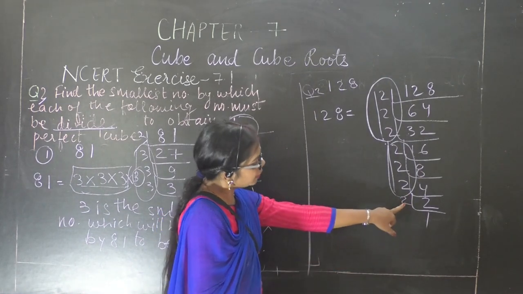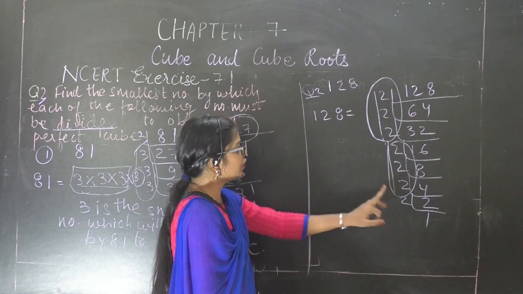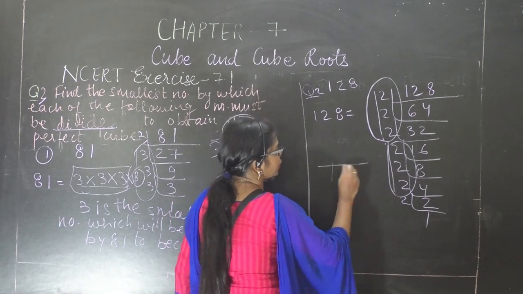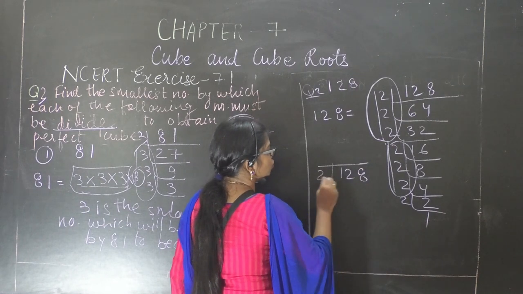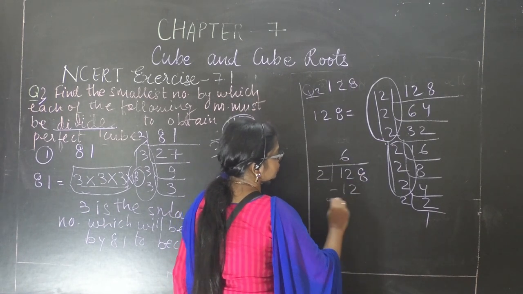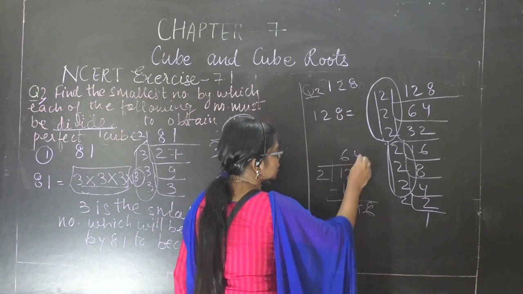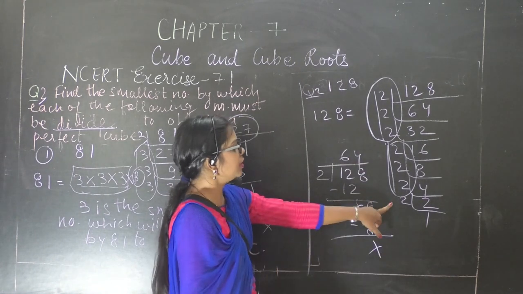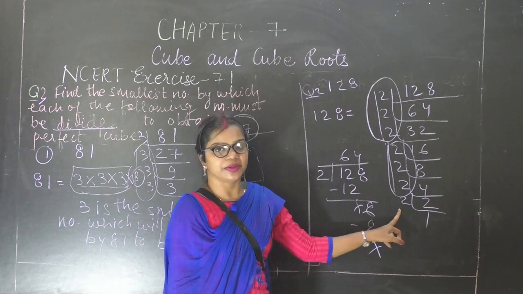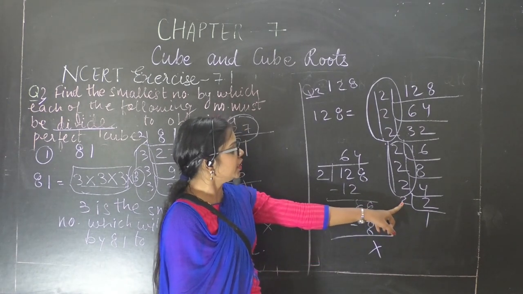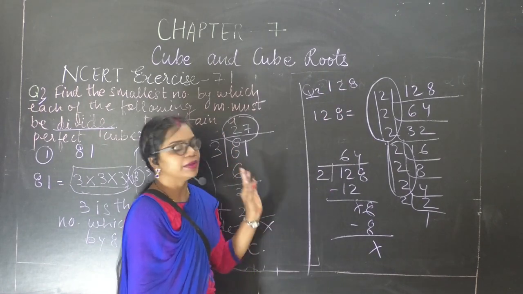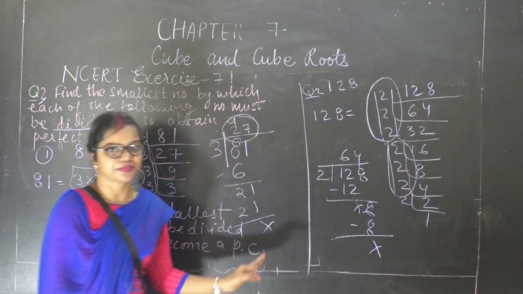So what you will do, you will divide 128 by 2. Means I will divide 128 by 2. So 2 sixty-fours are 128. When you divide this number by 2, this 2 will be eliminated and the smallest number will be 2, by which 128 will be divided. So you will get a perfect cube.